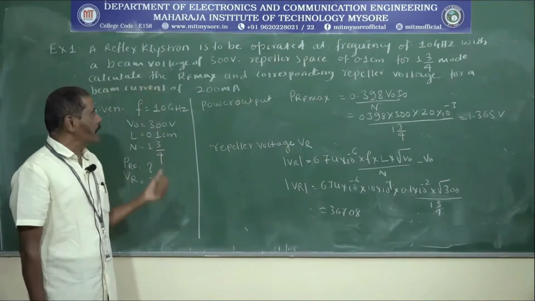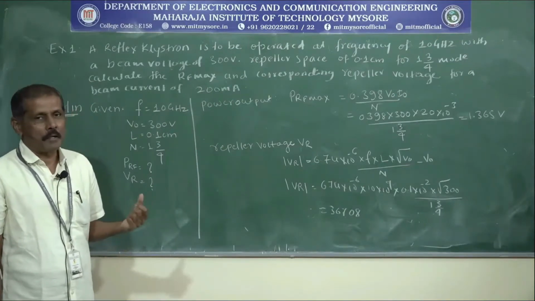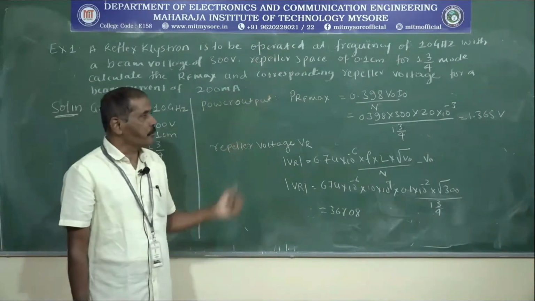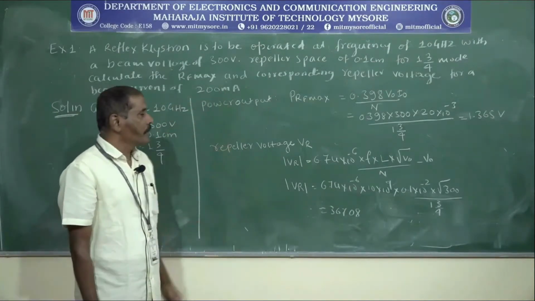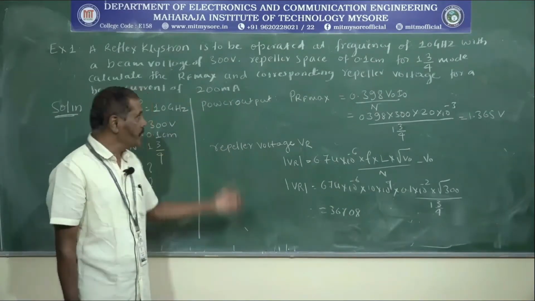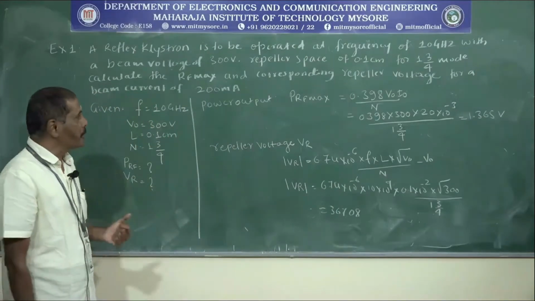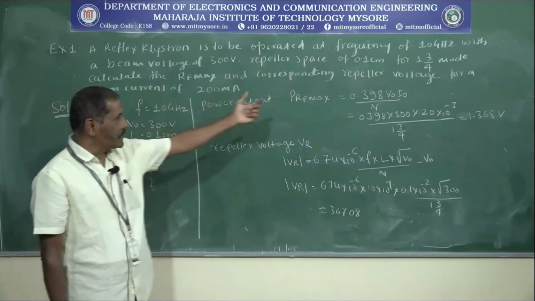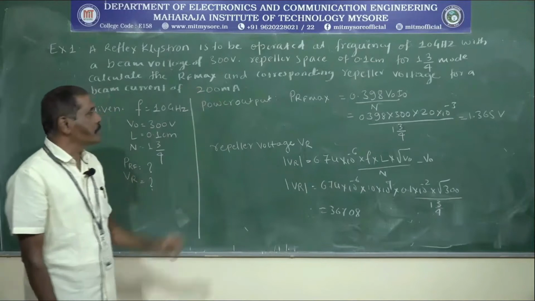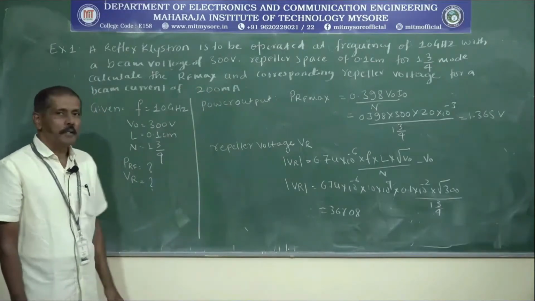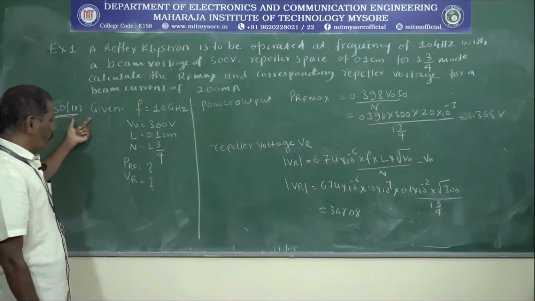Now, you are supposed to calculate the RF maximum, that is how much maximum RF power is generated, and the corresponding repeller voltage for a beam current of 200 milliamperes. That means we are supposed to get a beam current of 200 milliamperes. So, for this purpose, you have to calculate the corresponding repeller voltage. With that repeller voltage, how much maximum RF power are you getting. So let us solve this problem.